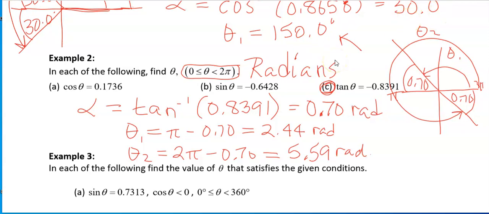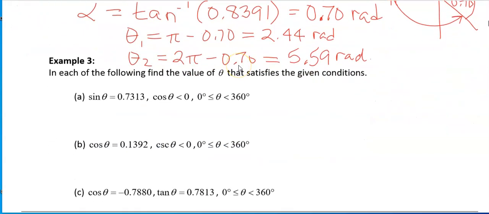But again, let me stress the importance of reading the question carefully. That little 2 pi symbol right here, that should indicate to you that the solution should be in radians, okay? Now, what about example 3? How is that different from the ones that we did?